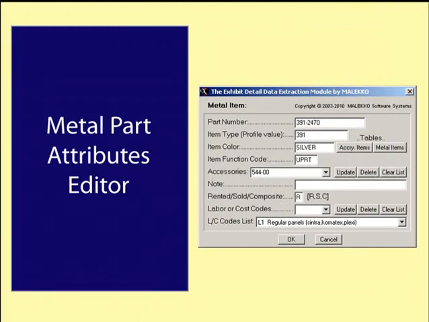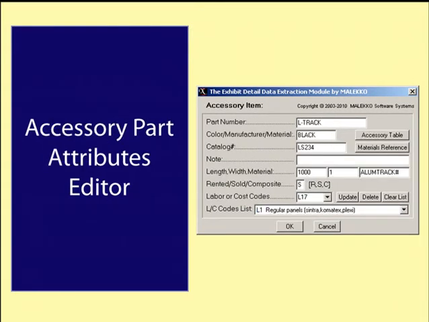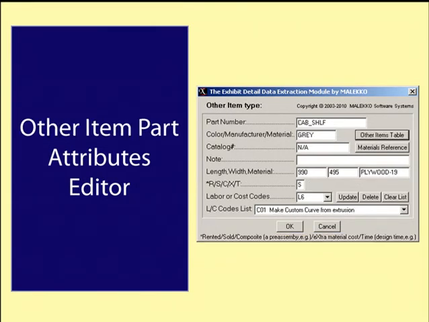Here's an attribute editor for metal items. Here's the attribute editor for panel items. This is the attribute editor for accessory items. And this is the attribute editor for other items.